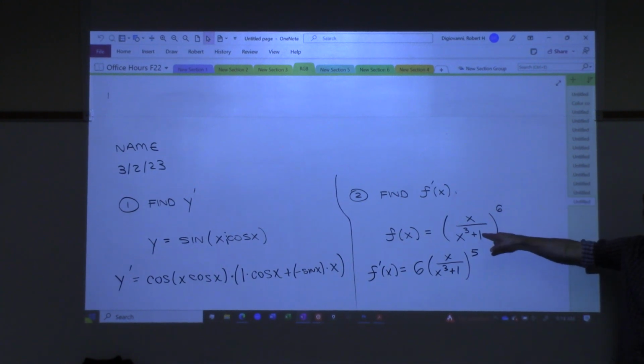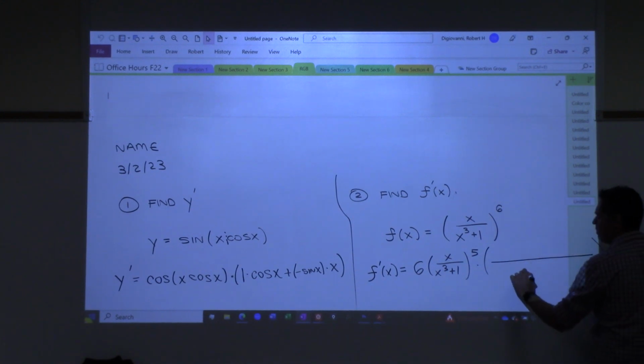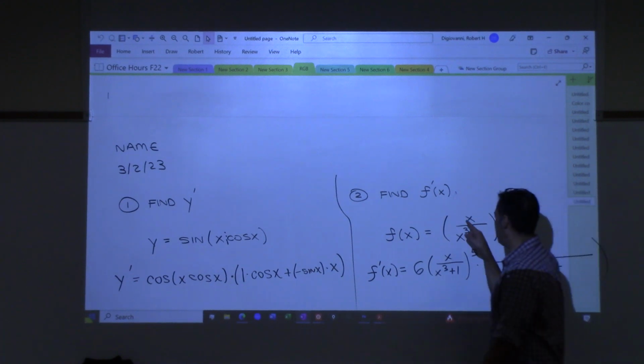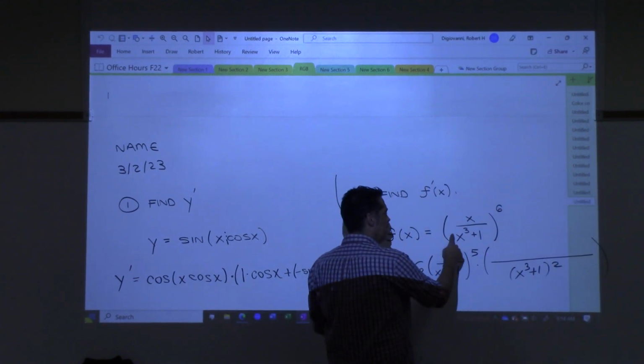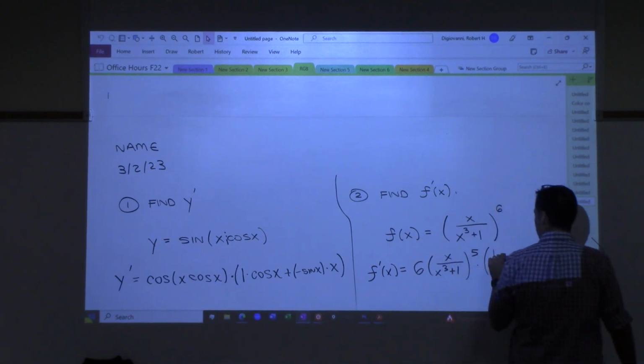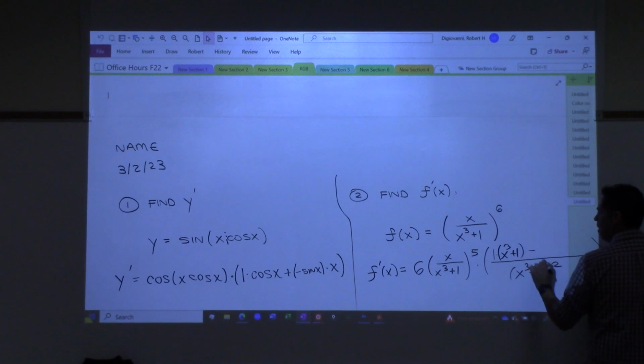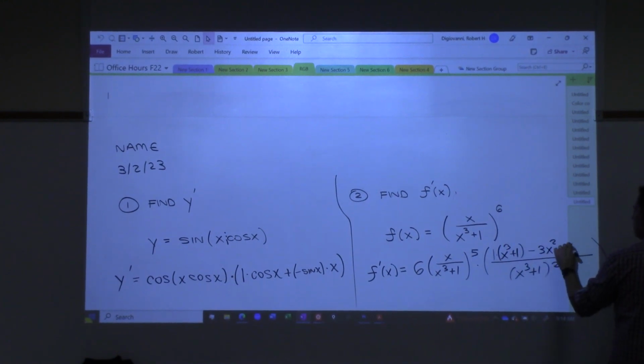Now you go inside, and what's in here? Quotient, right? So you have to do times the entire ugly quotient rule. So it's going to be something over the bottom squared. I know that's the way the rule works. So I do derivative of the top times the bottom minus derivative of the bottom times top. So derivative of the top, 1 times the bottom, x cubed plus 1. And then minus the derivative of the bottom, which is just 3x squared, and then times the top, which is x.